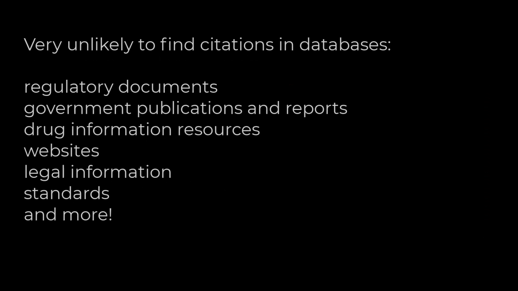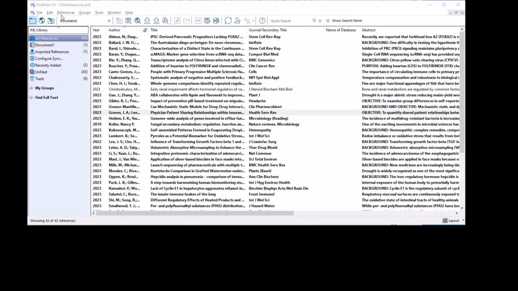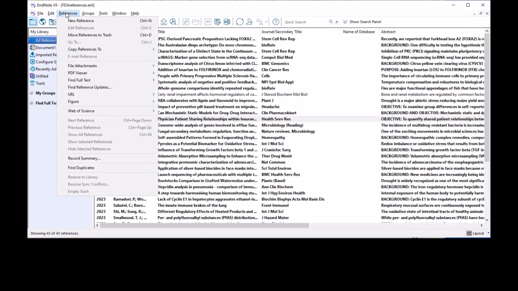There are many types of publications that do not appear in citation databases: regulatory documentation, government publications and reports, drug information resources, websites, legal information, standards. If you wish to include a citation to these kinds of publications, you will need to add it manually. Open EndNote and the library into which you will add the citation. Click References, then New Reference.